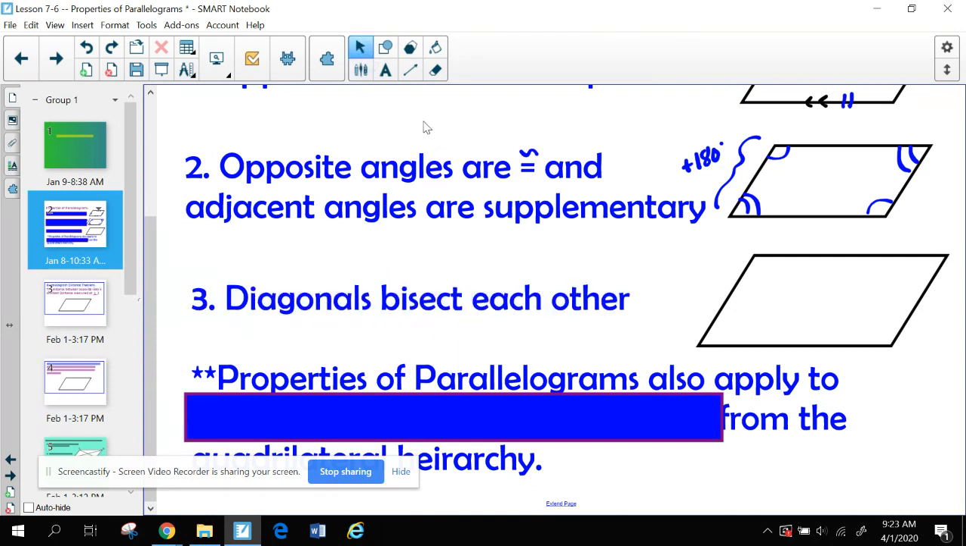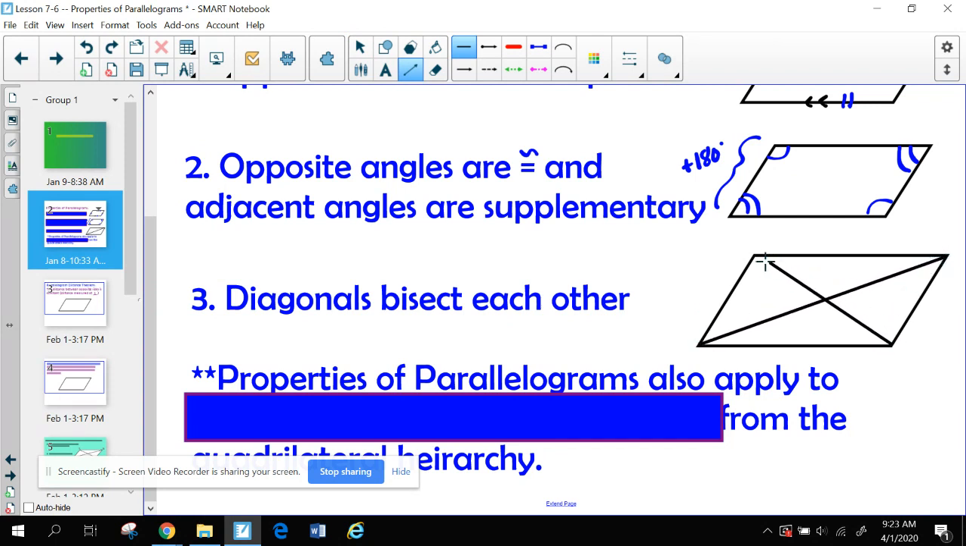Third property, that the diagonals are going to bisect each other. Okay, so I'm going to draw in some diagonals here. I know diagonals bisect each other, so these are going to be congruent, and these pieces are going to be congruent.